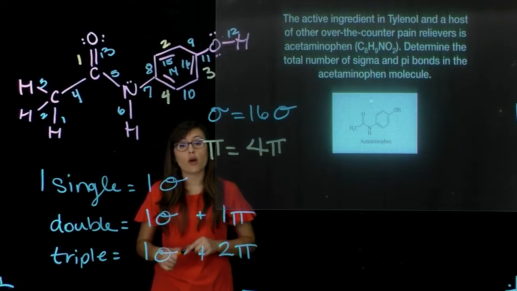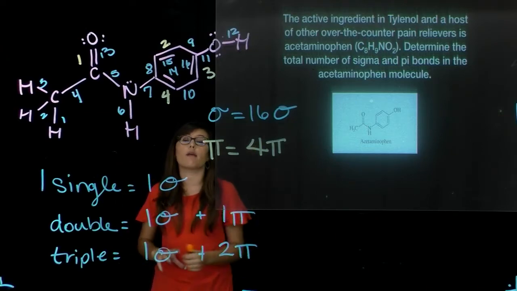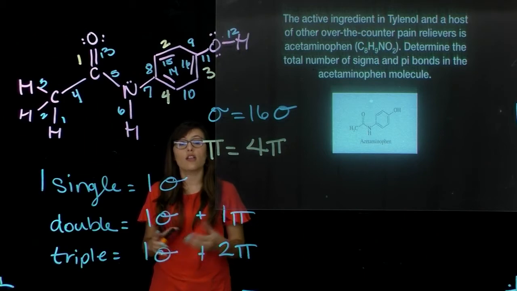This is how you approach questions in this manner, corresponding to how many sigma bonds and pi bonds there are in a single compound.